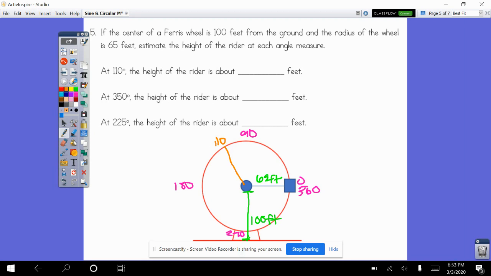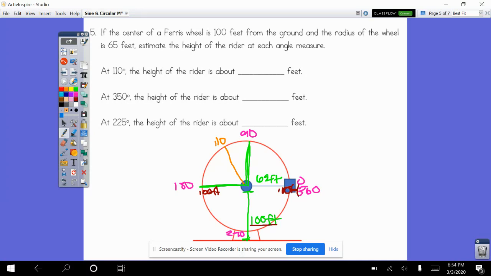How high could the rider be? Well, it would help if I find the height first. What's the highest height they could be at? It would help to find the height at 180 and at 90 first. So the height at 180 is going to be the same as the height of the center from the ground, which is 100. So the height at 180 is 100 feet also, as well as over here at 100 feet. They're all 100 feet because they're all the same height as the center.